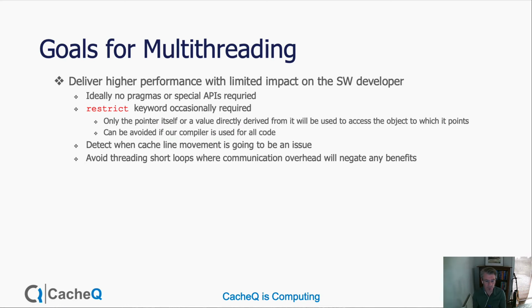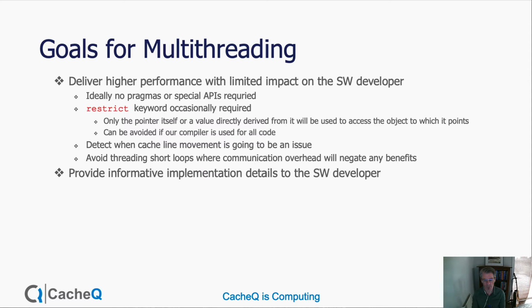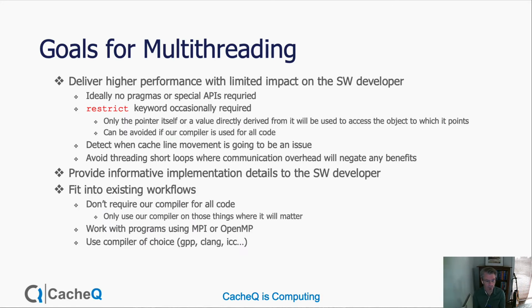The tool will detect when cache line movement is going to be an issue and schedule operations to optimize those loop accesses, and it'll avoid threading short loops when the communication overhead might negate the benefit. In addition to that, we provide information on the implementation details to the software developer. This includes reporting about which loops can be threaded, as well as giving you other important information about how to best optimize your runtime.